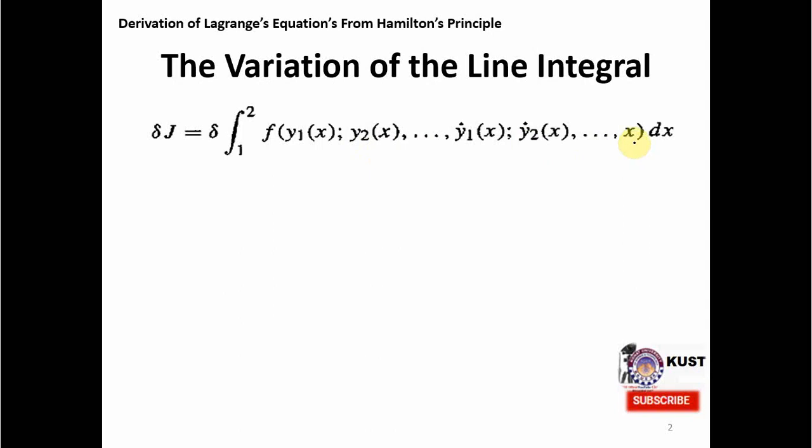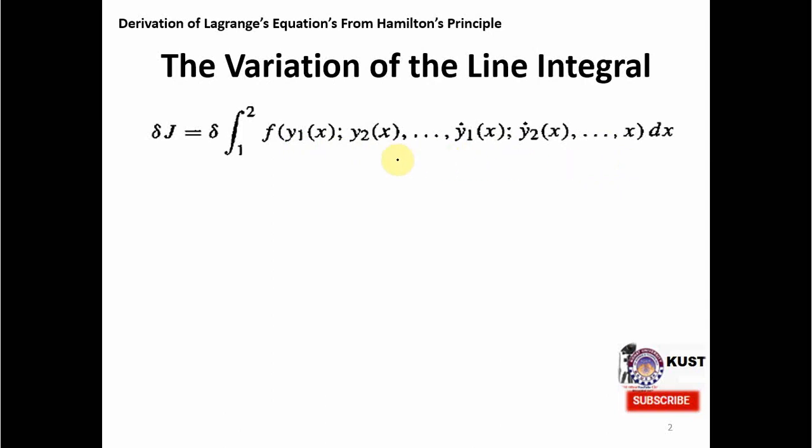Later we will see that we can identify this parameter x with time as well, but at the moment you can see that we have made this generalization of this integral and we want to calculate the variation of this line integral J. So the generalization is made in two ways. One is increasing the number of variables on which this function depends, and also the derivatives of these variables are included, as well as the parametric dependence of f on x.